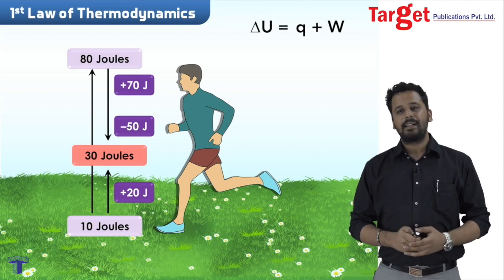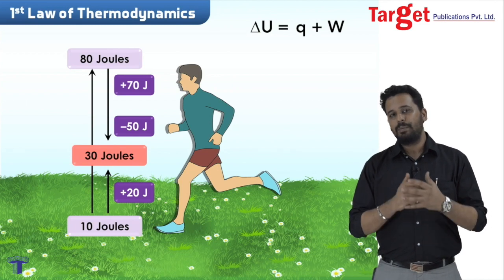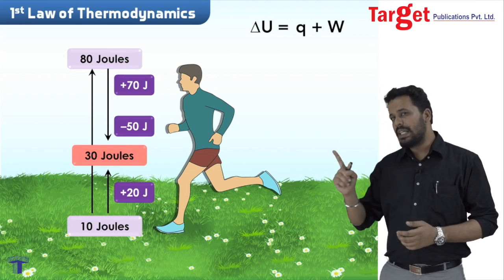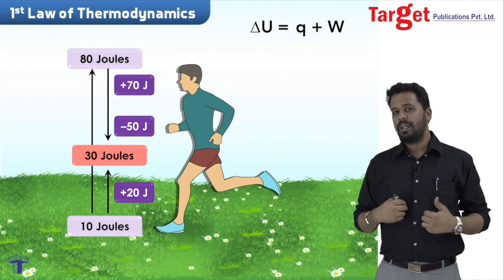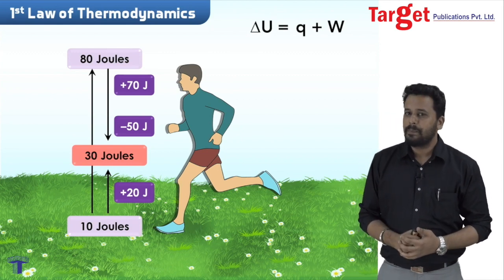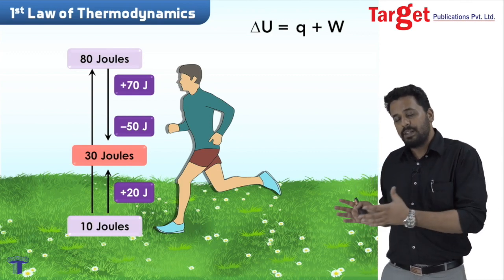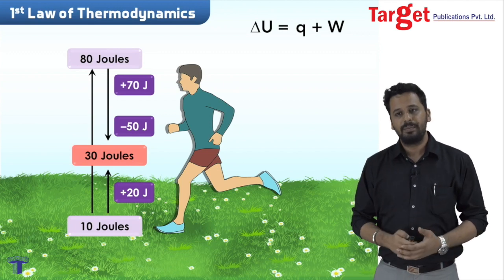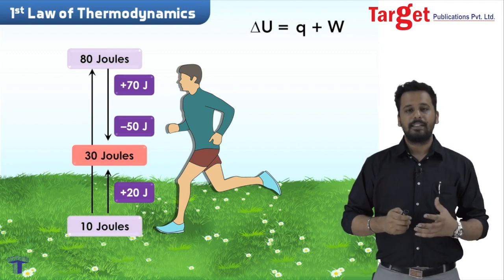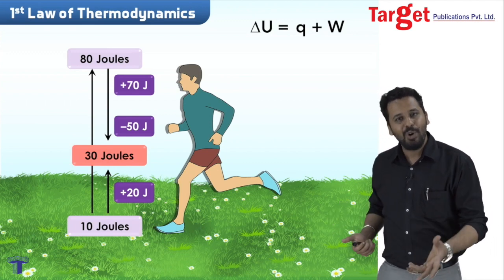So I can say that delta U is Q plus W. Delta U is the change in internal energy. Q is the heat that is absorbed, so it is plus 70, and some work was done by the person here, by the system, so it is minus 50 joules. And this means that energy was neither created nor destroyed.